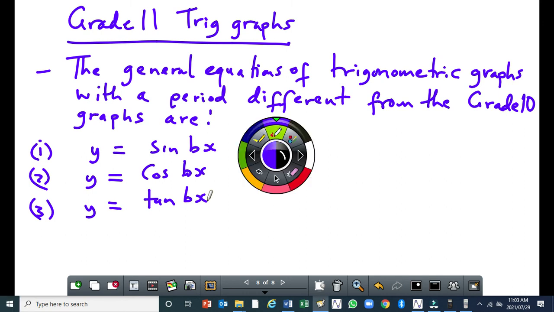Alright, so we have got y equal to sine bx. Okay, let me start off.